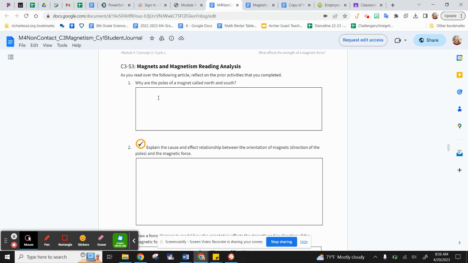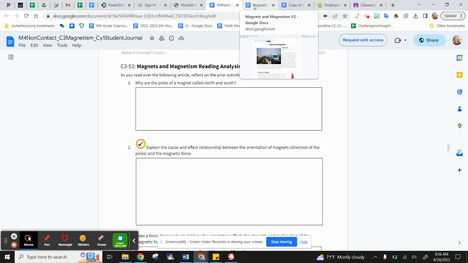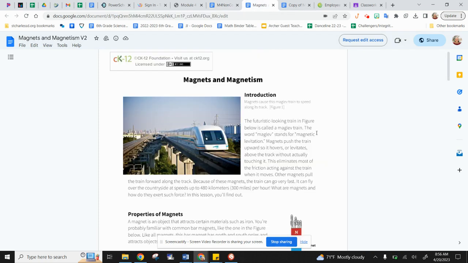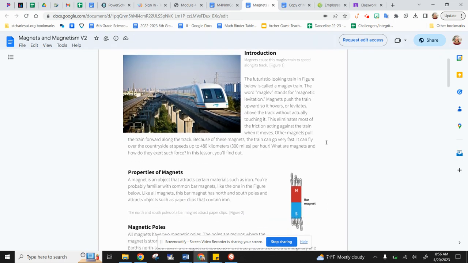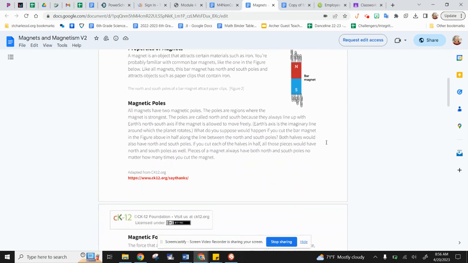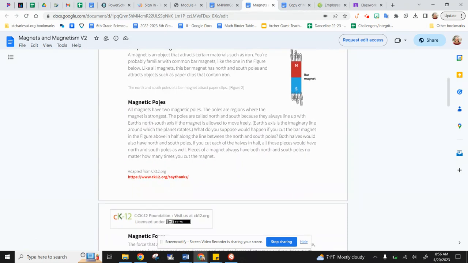So, one says, why are the poles of a magnet called north and south? A little hint, it has something to do with the earth. So, see this section, magnetic poles, right here. This paragraph is where you'll find that answer. So what you can do is you can always pause this video right now and read through that paragraph and then go to your journal and answer that question. So this is where, in this area, is where you'd find the answer for number 1.